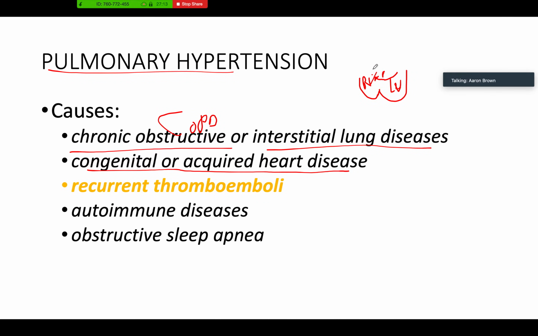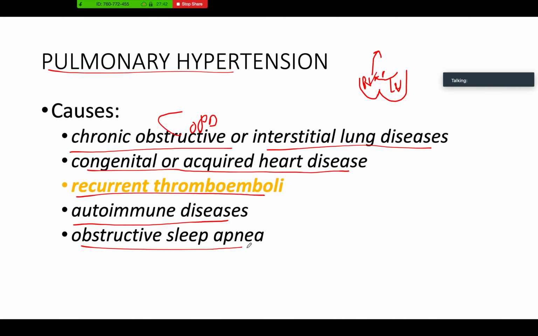And that extra blood is going to be pumped to the lungs. That is going to increase pressure because now we have more actual blood supply going through these areas. Recurrent thromboemboli: if we have a thrombus, like we mentioned on the last slide, but it happens again and again and again, here, same thing. We're losing places for blood to go, and so pressure is going to increase. Autoimmune disease, obstructive sleep apnea. These are some other common causes of pulmonary hypertension.